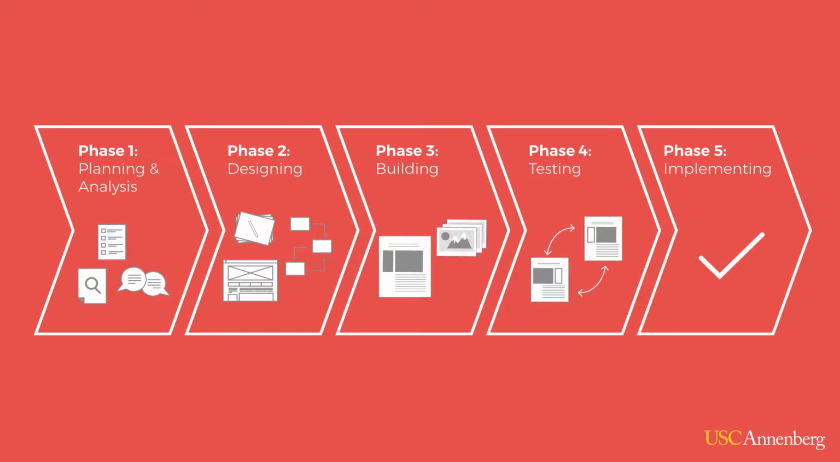In project management, there are 5 key phases. Phase 1, planning and analysis. Phase 2, designing. Phase 3, building. Phase 4, testing. And lastly, Phase 5, implementing. We'll go through each phase and discuss their goals.